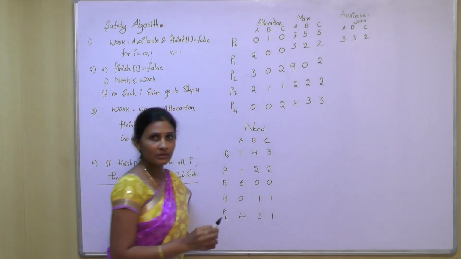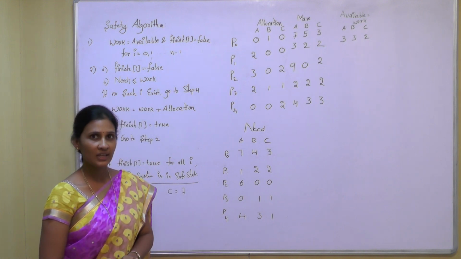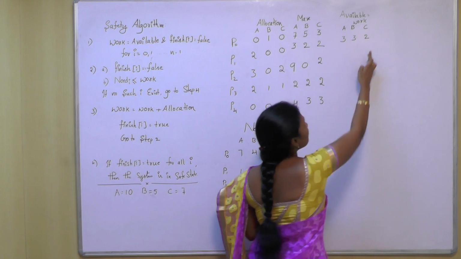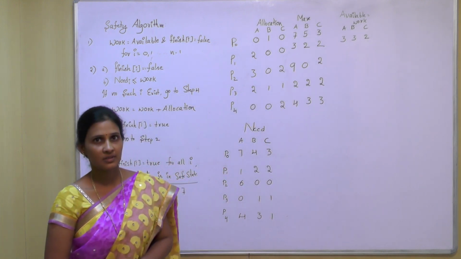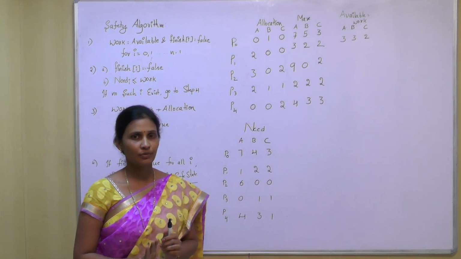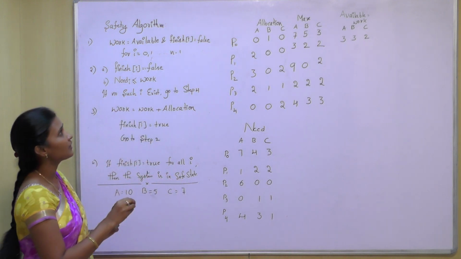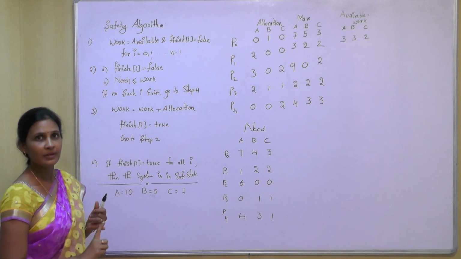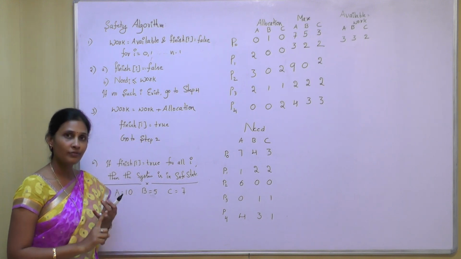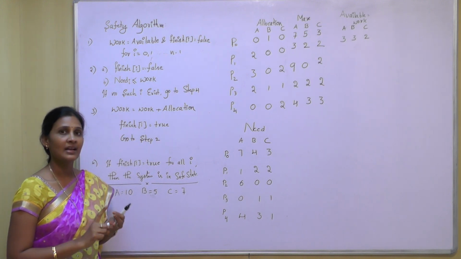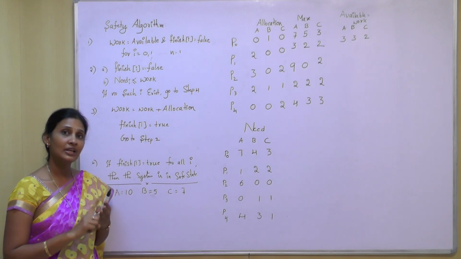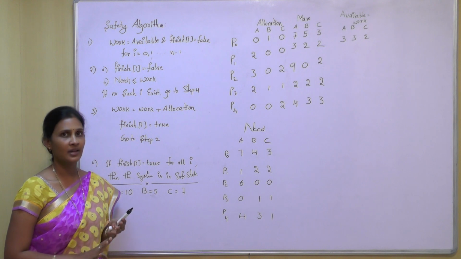The maximum gives the maximum demand of each process, and available gives the number of available resources. So how many variables? We are using four variables. Those variables are: the number of available resources, the number of allocated resources, the maximum demand of each process, and the need of each process to finish the execution.